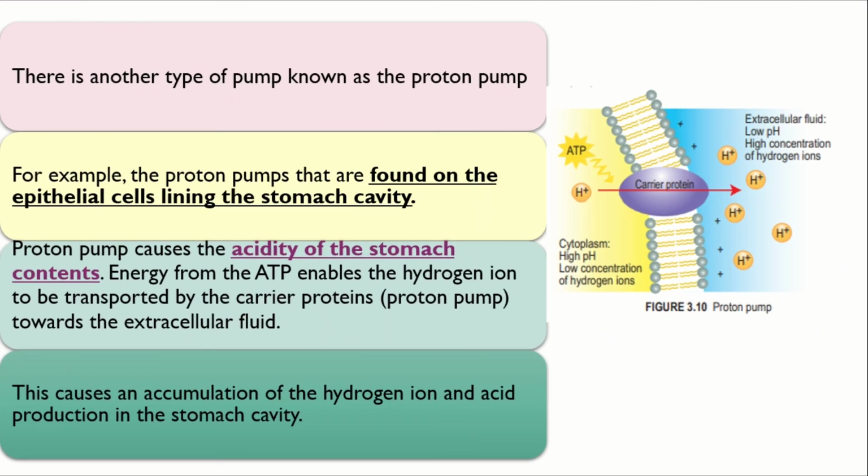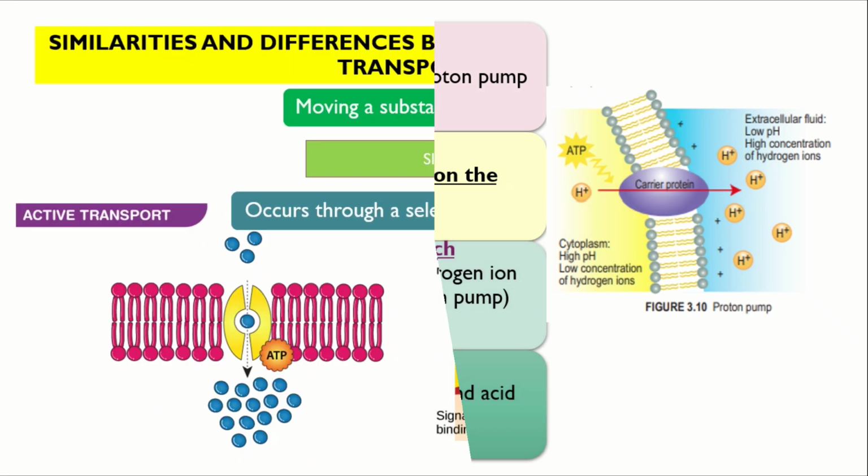There is another type of pump known as the proton pump. For example, the proton pump found on the epithelial cell lining in the stomach cavity. The proton pump causes the acidity of the stomach content. The energy from the ATP enables the hydrogen ions to be transported by carrier protein towards the extracellular fluid. So this causes an accumulation of hydrogen ions and acid production in the stomach cavity.